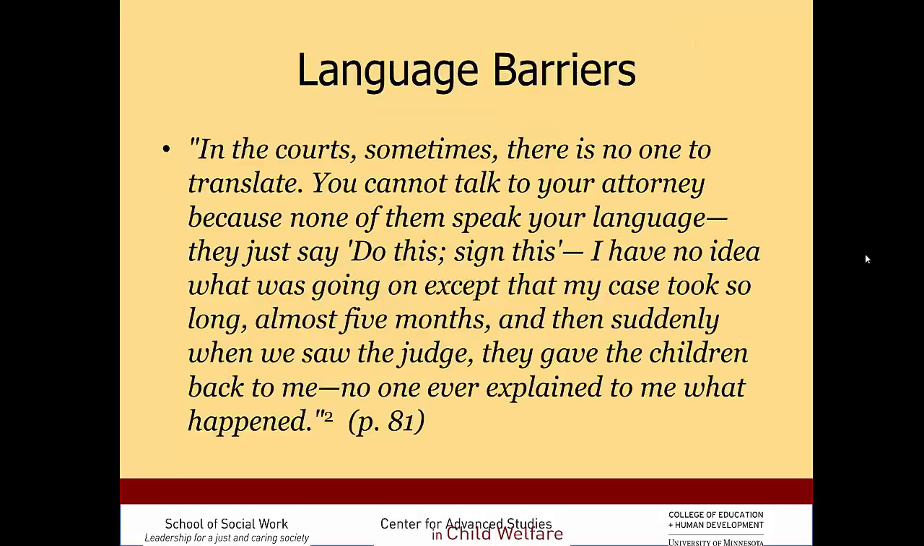Language represents a huge barrier for refugees and immigrants with limited English proficiency. One woman described her experience facing language barriers within the child welfare and legal system in this way: "In the courts, sometimes there is no one to translate. You cannot talk to your attorney because none of them speak your language. They just say, 'Do this, sign this.' I have no idea what was going on, except that my case took so long, almost 5 months, and then suddenly, when we saw the judge, they gave the children back to me. No one ever explained to me what happened."